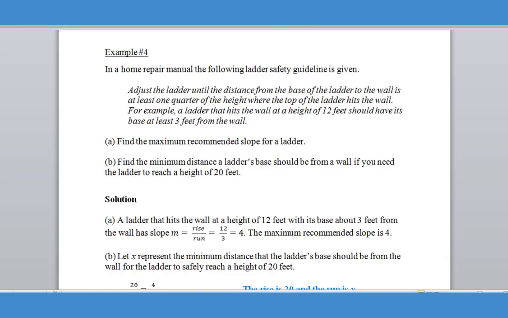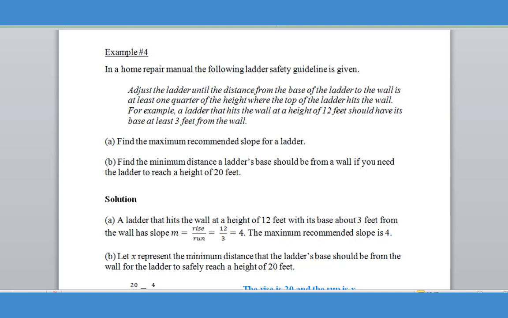Our final video on slope will now deal with an application problem, so we can see how working with slope will come into a word problem, and you could see it in that form as well. So in this example number 4, we basically have a home repair manual giving us an idea of how far up a wall a ladder should go.